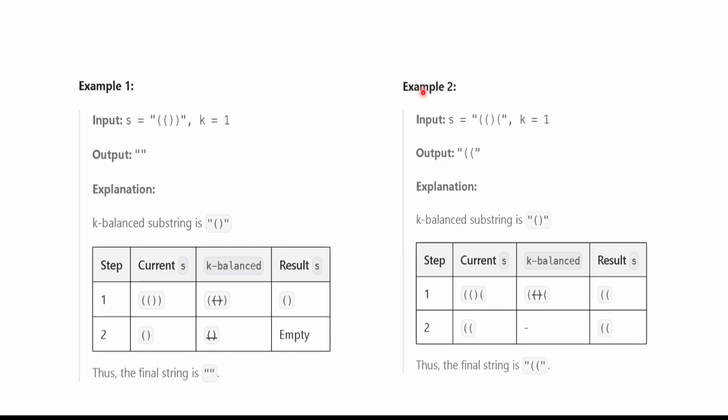Let's talk about example 2, where we have the starting braces, then the ending braces, and again the starting braces. So obviously you will know that we will delete the middle one, which is the balanced one.